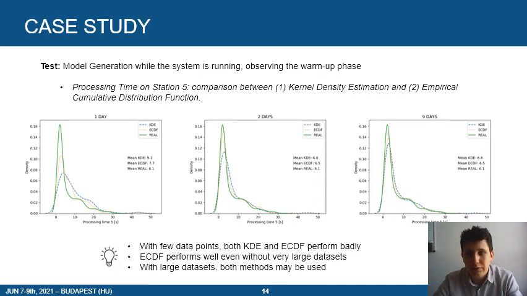If we wait enough time, both estimation methods are okay, especially if we wait 9 days of production. If we have only 2 days of production, we see that with few data, the empirical cumulative estimation is better than the kernel density estimation.